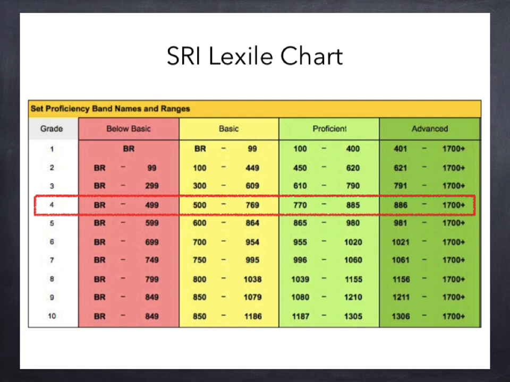So I have highlighted on this where your child should be reading for 4th grade. So we're looking at that green. They should be reading Lexiles 770 to 885. If they're above that or below that, that is okay, but that's what we are aiming for in 4th grade.